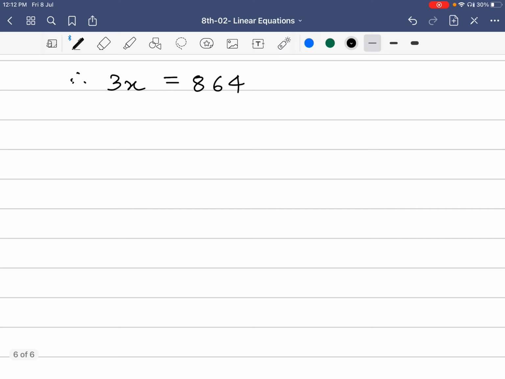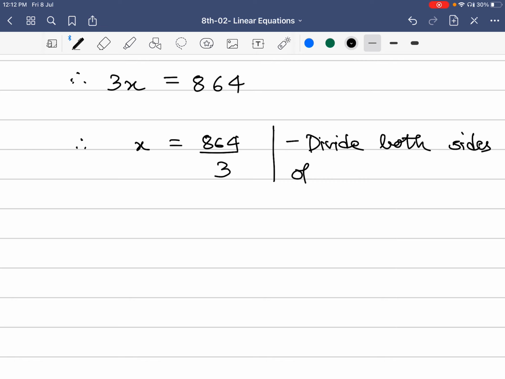Now I'm going to continue. I'm going to say x is equal to 864 divided by 3. What I have done is divide both the sides of the equation by 3. So 3x divided by 3, the 3s cancel each other, so just x remains, and here we get 864 divided by 3. Therefore x is equal to 3 2s are 6, 16, 3 5s are 15, 14.